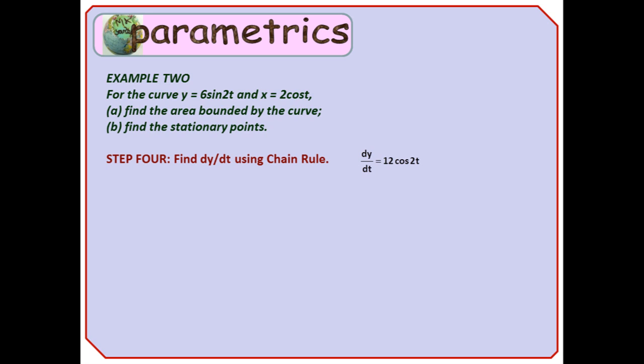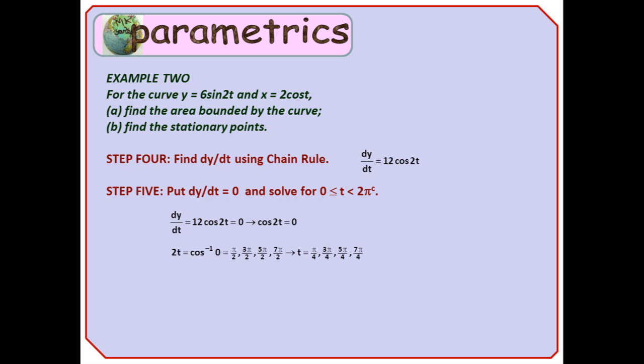Part B and step 4. Find dy by dt using the chain rule. That's just dy by dt equals 12 cos 2t. Step 5. Put dy by dt equals 0 and solve. So 12 cos 2t is 0, and therefore cos 2t itself equals 0. The inverse cos of 0 is pi over 2, 3 pi over 2, 5 pi over 2, 7 pi over 2, and when we halve we get t as pi over 4, 3 pi over 4, 5 pi over 4 and 7 pi over 4.